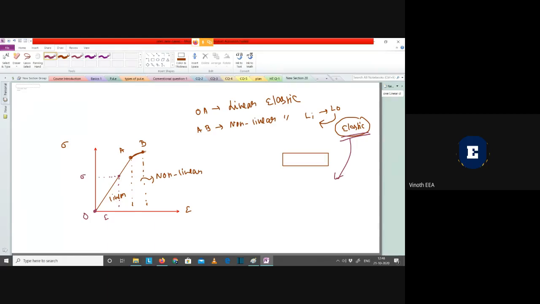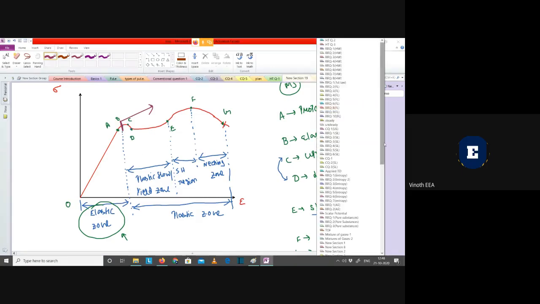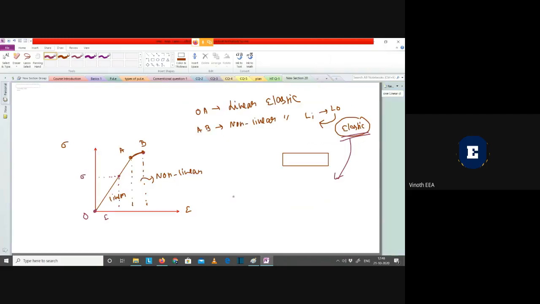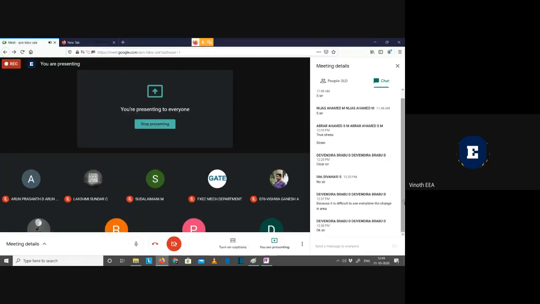Until point B only, it's going to be elastic. After point B, as you can see in this diagram, it's nowhere elastic, it's going to be plastic. So until point B only is elastic, and now I am concentrating only on this elastic region. Why is it linear and non-linear? Because OA is a straight line, and AB is a non-linear, curved line. I hope it's clear. Any questions until now? No.